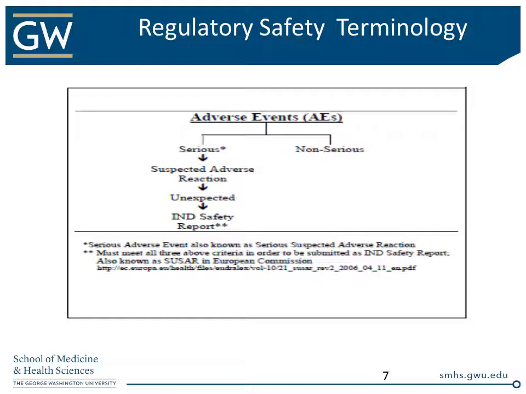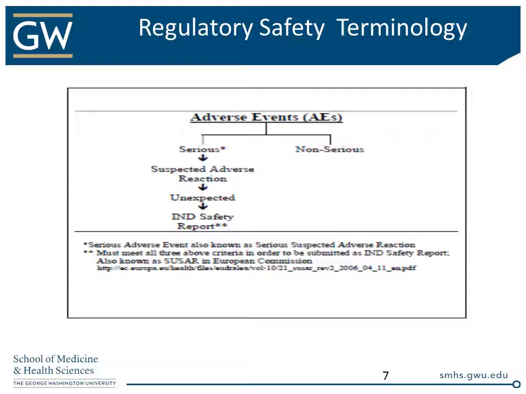Now we'll turn back to suspected adverse reaction, which means any adverse event for which there is a reasonable possibility that the drug caused the adverse event. This category implies a lesser degree of certainty about causality than adverse reaction. An unexpected adverse event or reaction is an adverse event or suspected adverse reaction not listed in the investigator brochure or prescribing information.